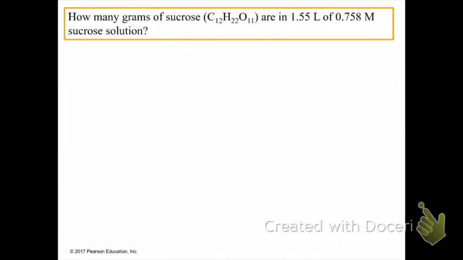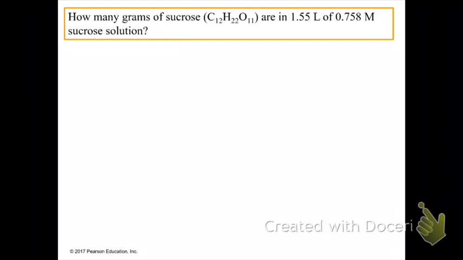So here's another example. How many grams of sucrose are in 1.55 liters of 0.758 molar sucrose solution? So you're given the chemical formula of sucrose, C12H22O11. So this is the chemical formula. And it's asking how many grams of sucrose do you need to make this amount or concentration of sucrose solution.